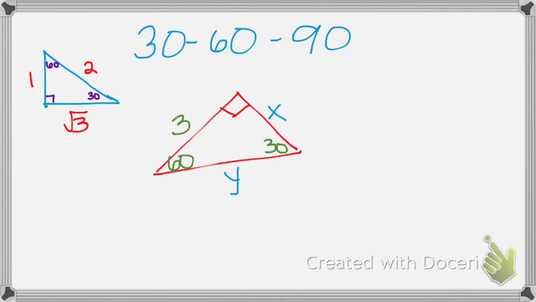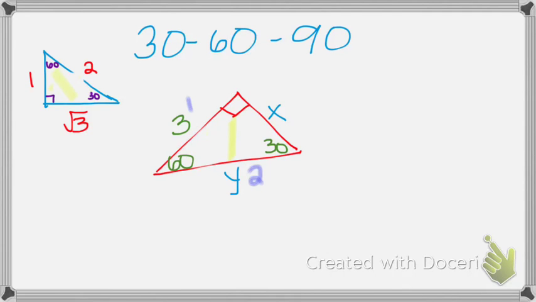Some of the things that you guys liked was writing the red sides onto that triangle. So I'm going to do that real quick. Across from the 30 there is the 1, so I'm going to put a 1 here beside the 3. Across from the 90 is y. Across from the 90 there is a 2, so I'm going to put a 2 here beside the y.